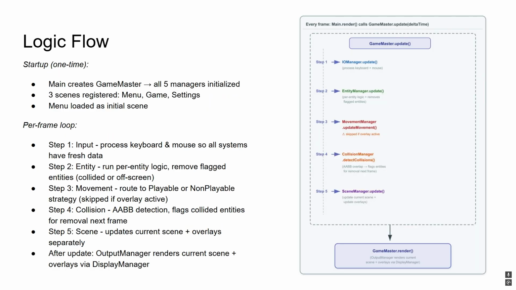For demo purposes, at startup, main registers 3 scenes, menu, game, and settings, then loads the menu. After that, every frame runs through a fixed 5-step loop. 1. IO Manager processes input. 2. Entity Manager updates entities and removes any flagged from removal.